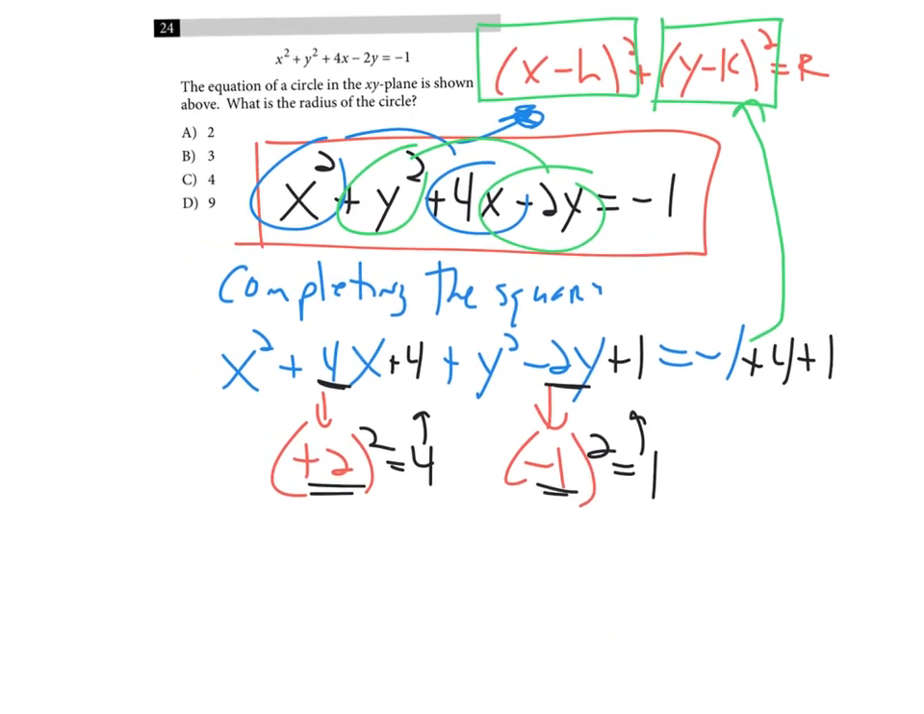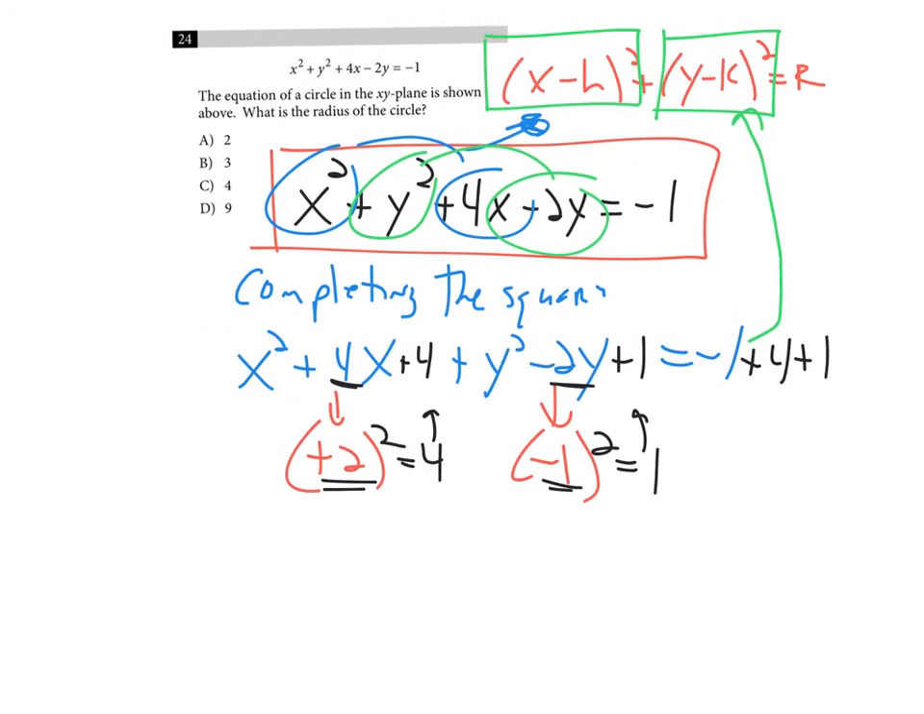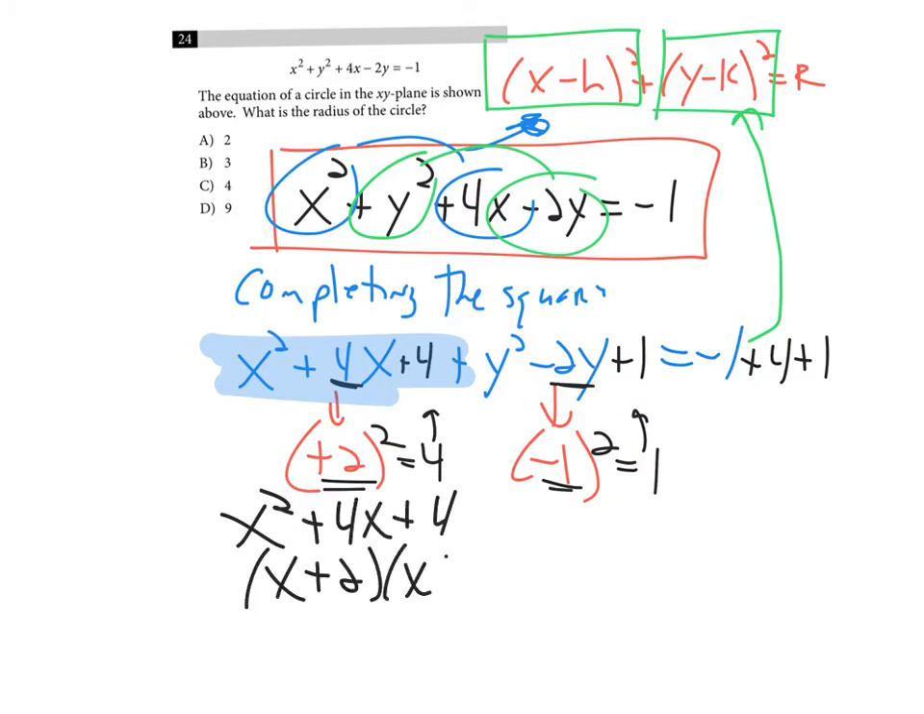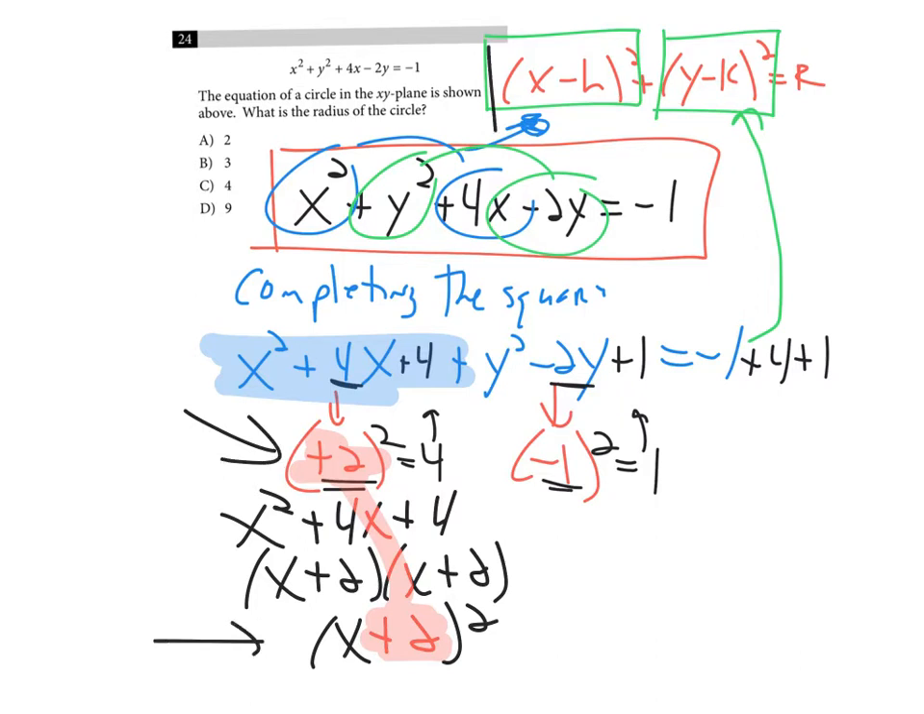Now, why is this taking place? Well, here's what's going to happen. If I factor x squared plus 4x plus 4, that's going to factor into x plus 2 times x plus 2, or x plus 2 squared. You see how this plus 2 appeared here. Why did that appear? Because I did this process of completing the square. So my x's are just x plus 2 squared, which is good, because you see the equation of the circle is x minus h squared. Now I know what my h is.